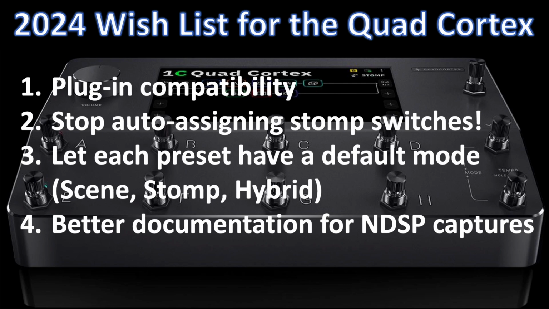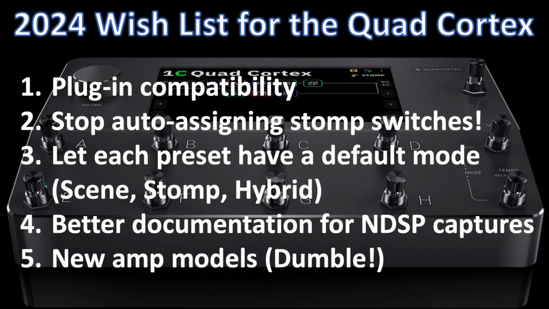Fourth, I'd like to see a lot better documentation on the captures that Neural DSP provides on the Quad Cortex. It's so hit and miss. You don't know what's what. You don't know what the gain levels are. You don't know anything. I think they could really learn some things from Amalgam and how they name their captures. But right now, the Neural DSP captures that just get included on the Quad Cortex, you have no idea what each one is. You just have to peck around until you can find one that works for you.